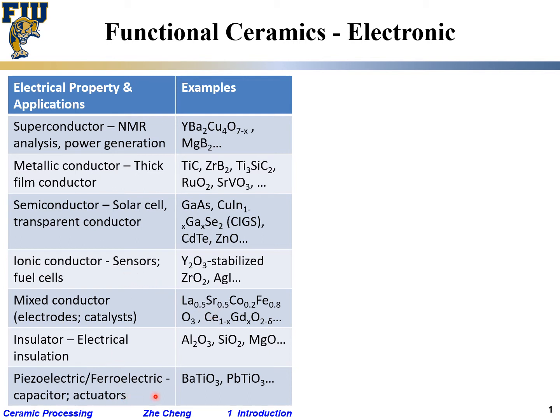And some other stuff we call piezoelectric or ferroelectric. They're used for capacitors, energy storage, actuators like this, barium titanate, lead titanate. I'm just giving you some image to back it up. If you ever use a high temperature furnace, the elements here, these shaped elements, typically they are made out of so-called molybdenum disilicide. Molybdenum is a metal, but silicon is a non-metal.